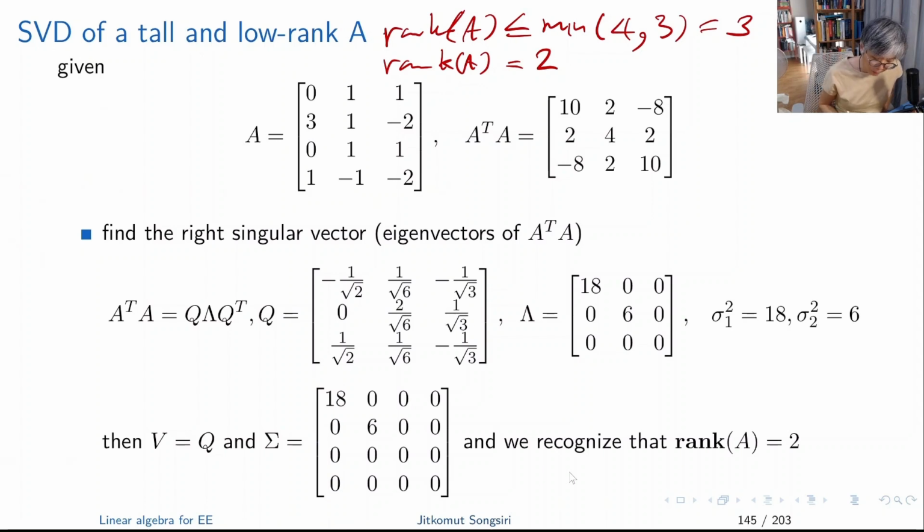So let's do the same. We calculate A transpose A. Okay. How long has it been? 22 minutes. A transpose A is this matrix. I compute the eigenvalue decomposition. So then I get the matrix Q, and the eigenvalue of A transpose A is the square of a singular value. So I find only two of them that are non-zero. This is to show that you find the number of non-zero singular values equal to the rank. Rank is 2, you find two non-zero singular values.